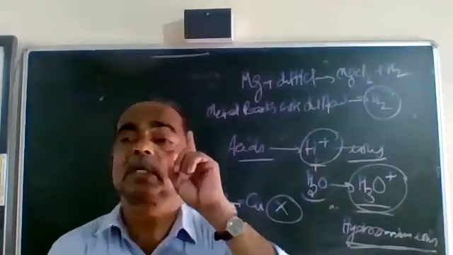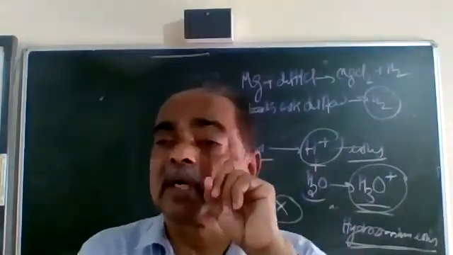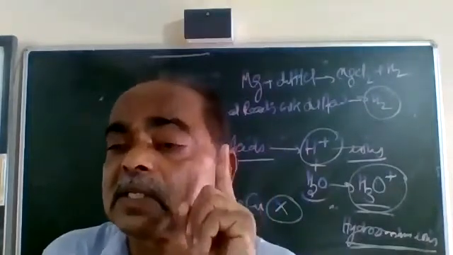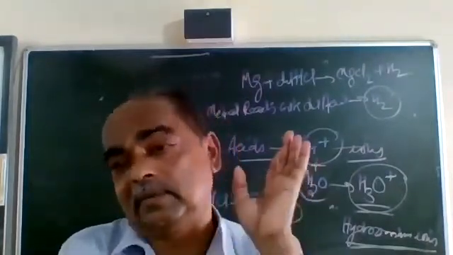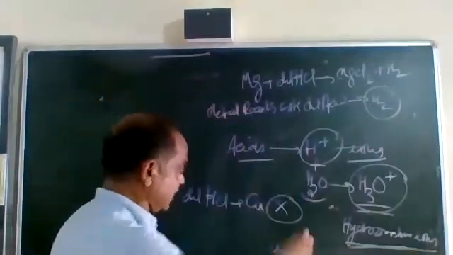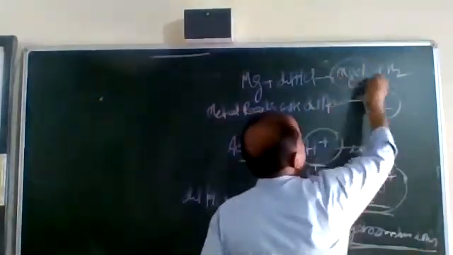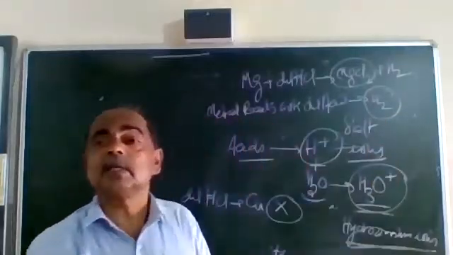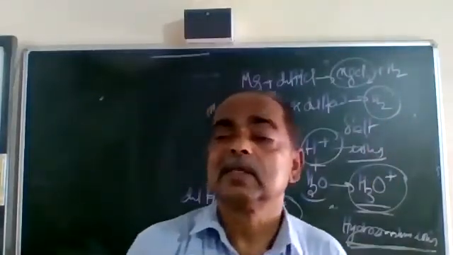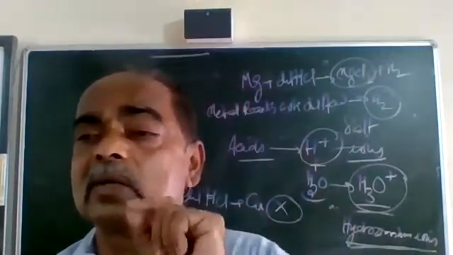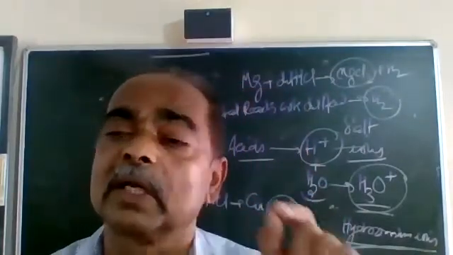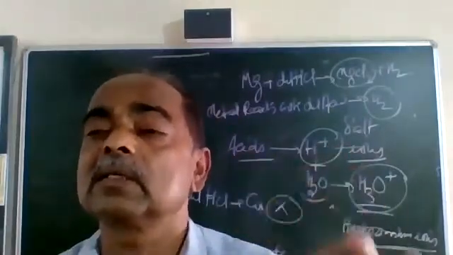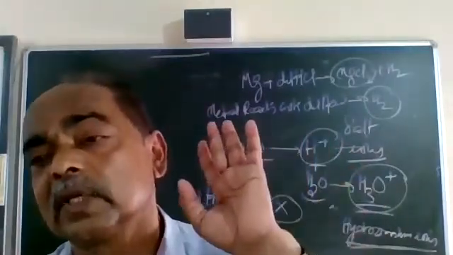First definition we have studied: a compound which provides H plus ions or hydronium ions. The second one: it displaces hydrogen. And when hydrogen gas is released, we also get a substance known as salt. What can we say? When a metal is reacted with a diluted acid, we get salt and hydrogen. So if salt and hydrogen are produced, then that is an acid. That's the definition of acid.